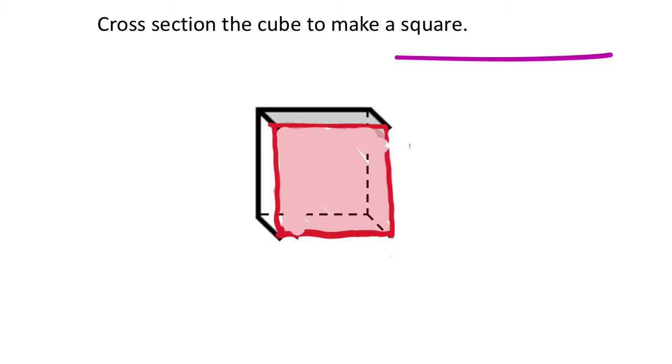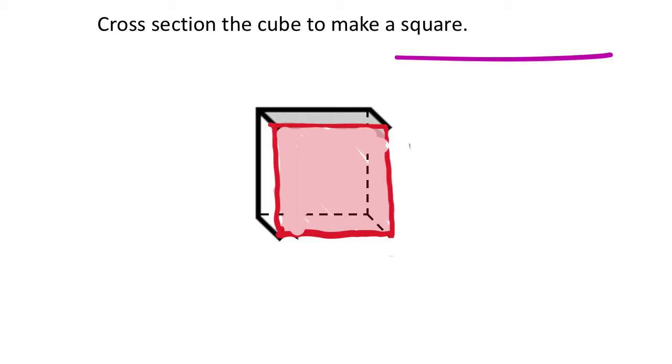But again, even though I've sliced the cube, I don't care about the three-dimensional shape anymore. I'm just looking at the shape that was made from the cut. So if I take this and make it a stamp, for example, and I stamped it down, you would see a square. So I cut it this way to make a square.